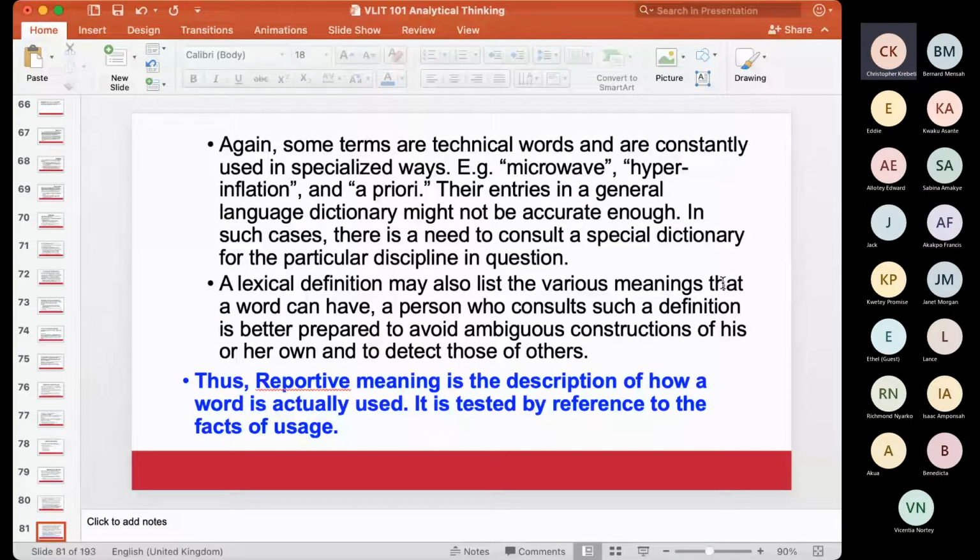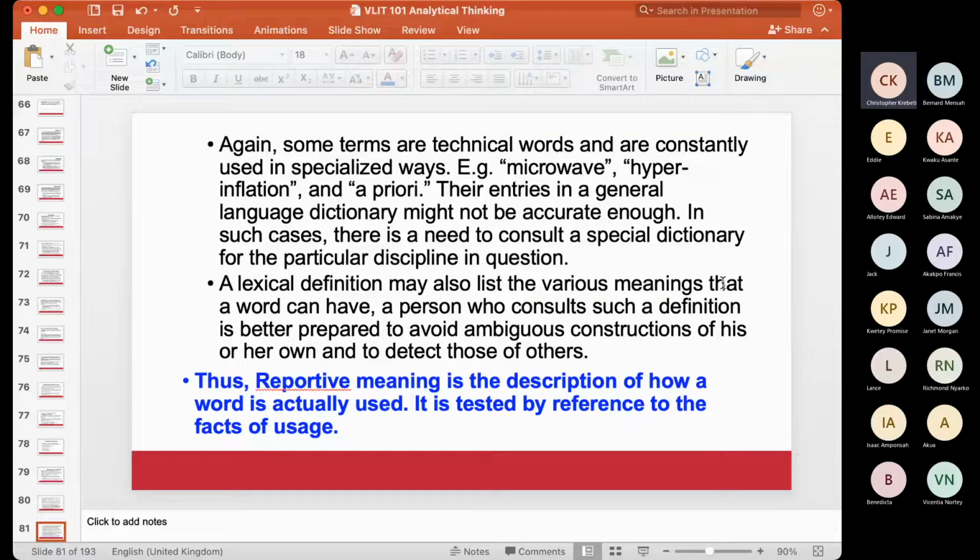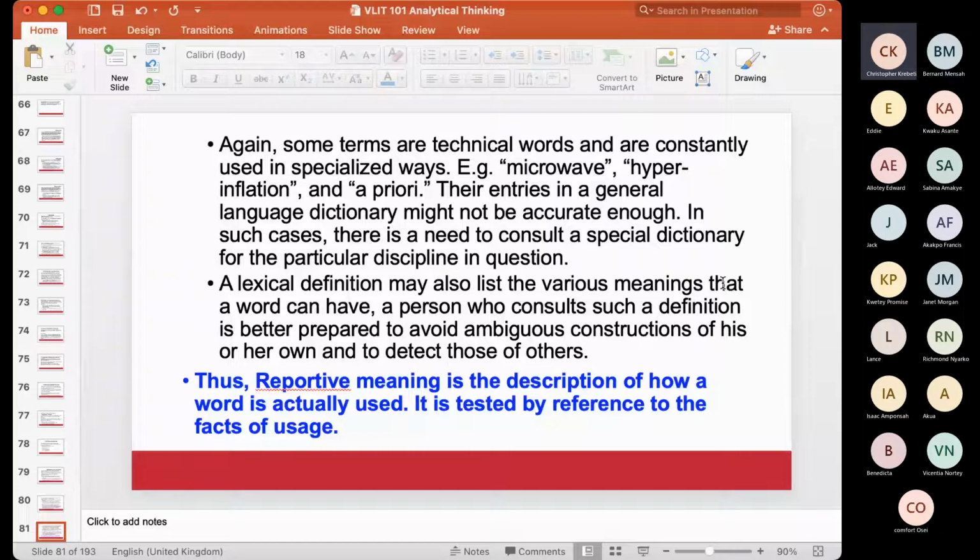A lexical definition may also list the various meanings that a word can have, the various connotative meanings. The dictionary will list all of them, and then will tell you when it is used as a verb, when it is used as a noun, when it is used as an adjective, when it is used as an adverb, and so on. So a person who consults such a definition is better prepared to avoid ambiguous construction of his or her own and to detect those of others.